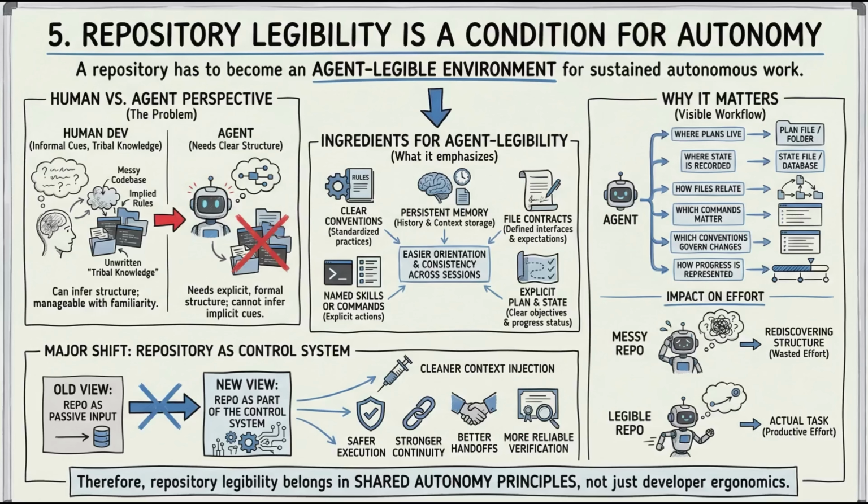We have to stop thinking of the repository as just a passive piece of input that we feed to an agent. Instead, repository design becomes an active part of autonomy design. The environment itself acts as a part of the control system. When a repository is built to be easily navigated and interpreted by an agent, it supports cleaner context injection and much safer execution. It ensures stronger continuity, smoother handoffs, and highly reliable verification. And that is exactly why making your repository legible isn't just a matter of developer ergonomics. It is a foundational principle of shared autonomy.